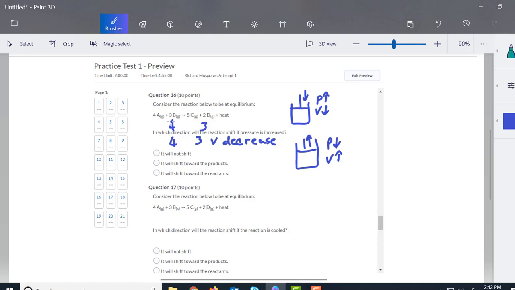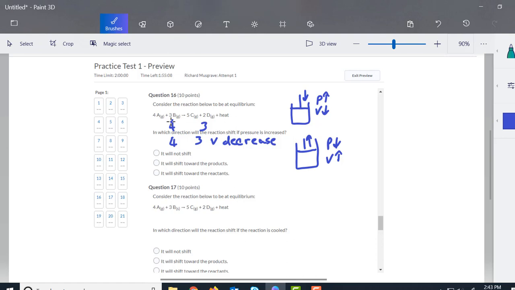The other question here has to do with the heat. So it says here, in which direction will the reaction shift if the reaction's cooled? So that could be cooled or heated. And what we've got to do here is look at where heat is in the reaction. So if heat is here on the product side, it means that the reaction is producing heat and it's kind of like a product. So I would just treat it like I would a product or a reactant. In this case, I treat it as a product because it's on the product side.